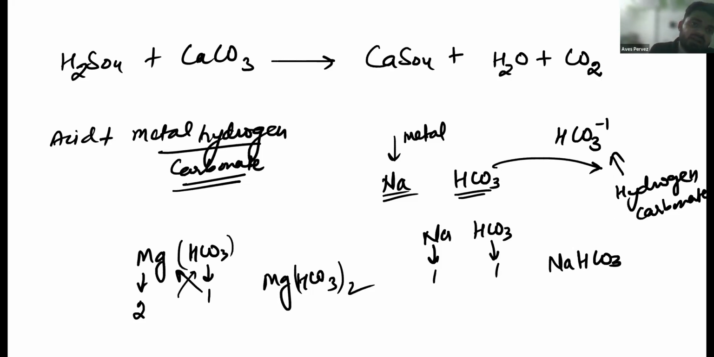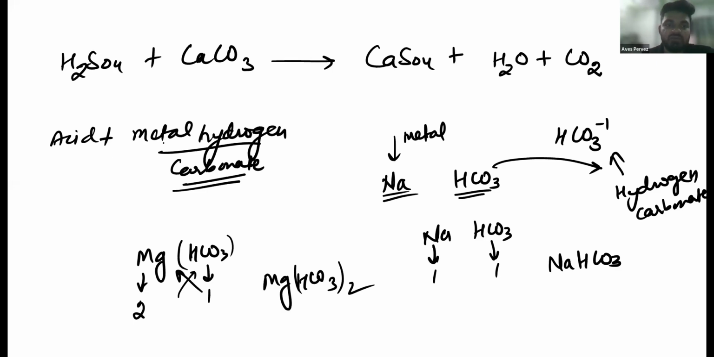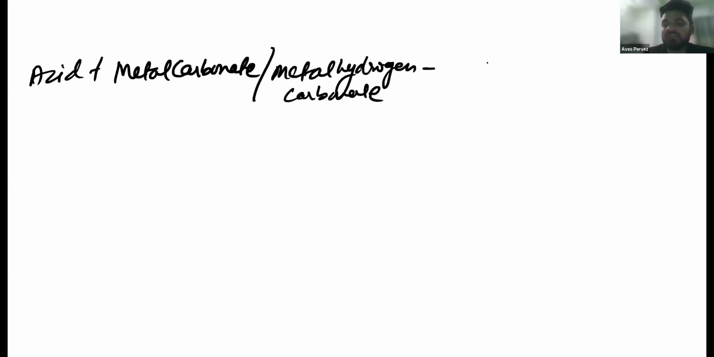So when metal hydrogen carbonate also reacts, it gives the same results. When acid reacts with either metal carbonate or metal hydrogen carbonate, the result will be the same. So acids, when they react with either metal carbonate or metal hydrogen carbonate, we have the same result, that is salt plus carbon dioxide plus water.